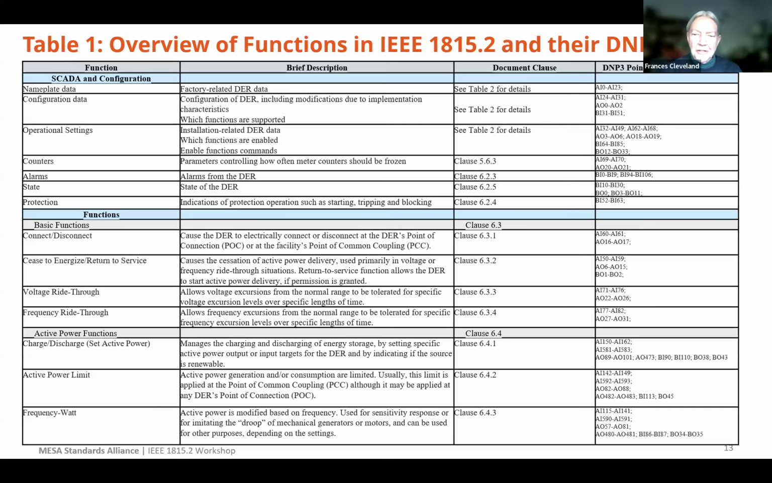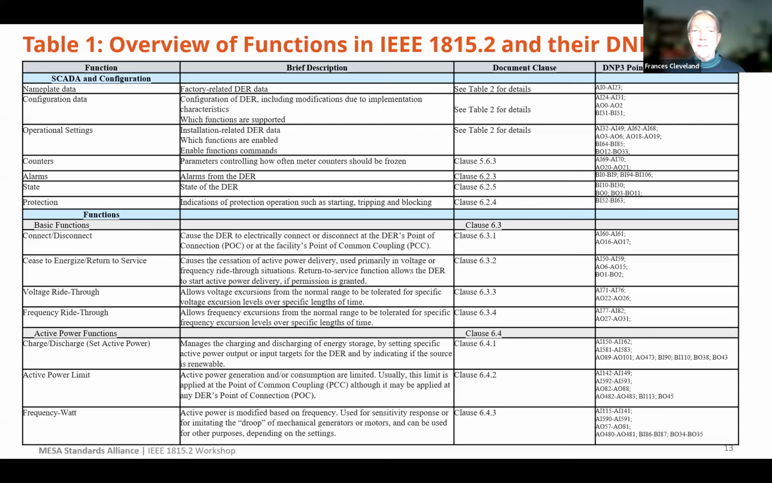Okay, the first thing is, as Darcy said, we really focused first on the 1547 functions, because those were clearly going to be needed. And what we did is we have a table, and I'll get a little bit more into some of these details as to how it works. But you can see over on the left, we have the functions, some of the nameplate information, down then to the basic functions like connect, disconnect, cease to energize, voltage ride through, charge, discharge, active power limit. That's a big one these days. And then you can see over on the right-hand side the DNP3 points that are listed in a spreadsheet.